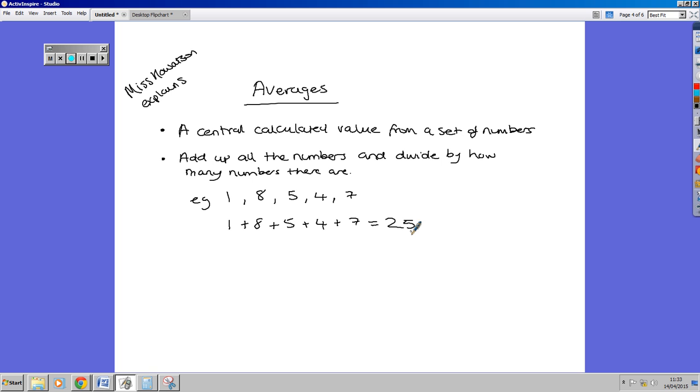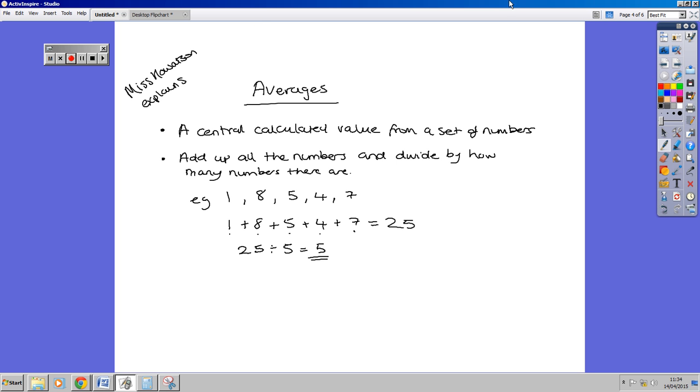So that's my total, and I want to divide by how many numbers there are. There's 1, 2, 3, 4, 5 numbers. So 25 divided by 5 equals 5. So the average of this set of numbers is 5.